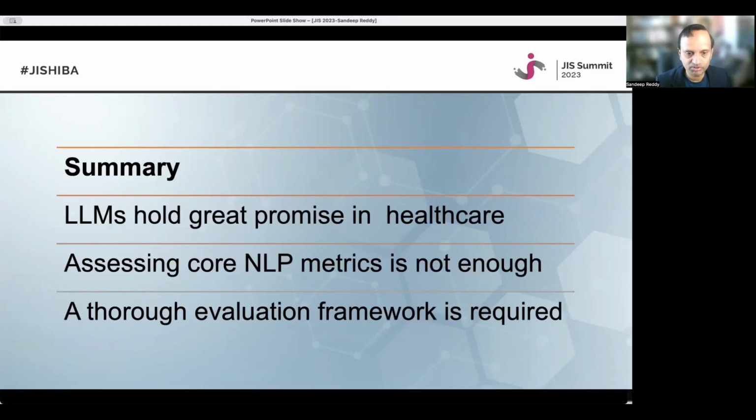Now, to summarize the presentation, large language models hold great promise in healthcare, but it's not enough to assess just the core NLP metrics. Like in other sectors, we need to have a different approach in healthcare in order to assess the safety, quality, and the risk to patients. We need to look at various other aspects, and the approach that I discussed in the previous slides would be one of the ways that you can be confident that you're using a safe and quality large language model.